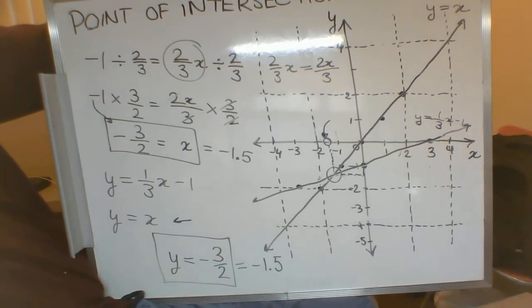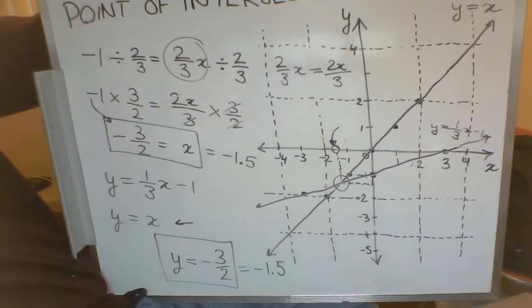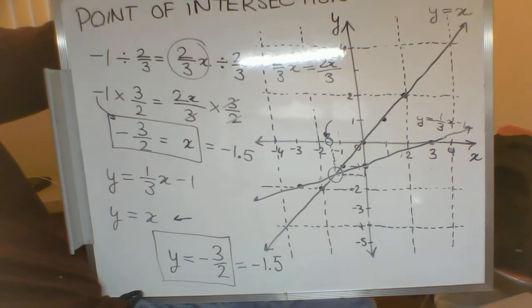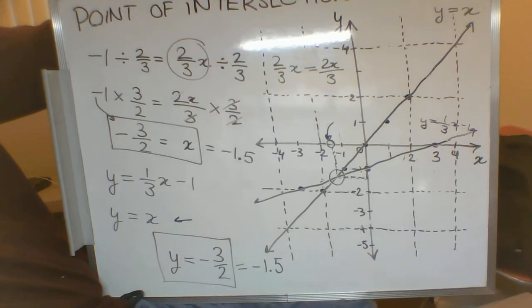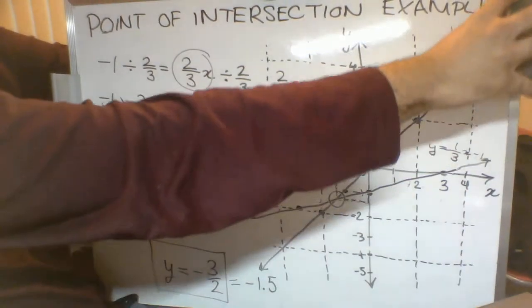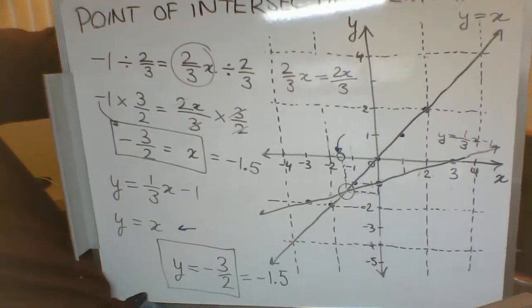I was going to do a second example today, but these points of intersection ones take a lot longer than I always think they will, so we'll do the second points of intersection example that I had planned for this lesson next time, and so maybe I'll get rid of that S in the title. Point of intersection example, singular.